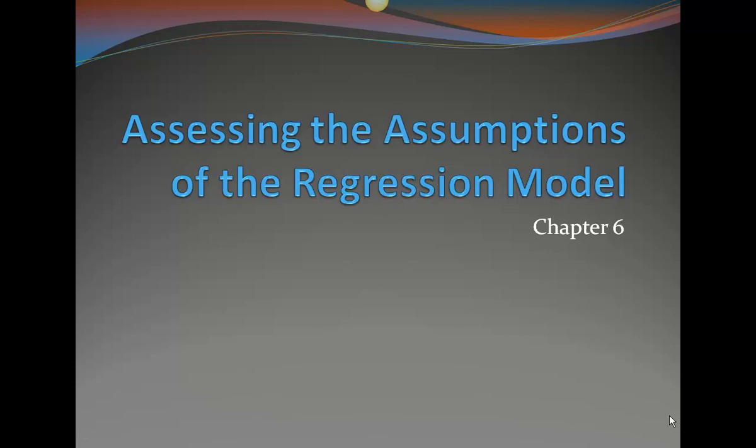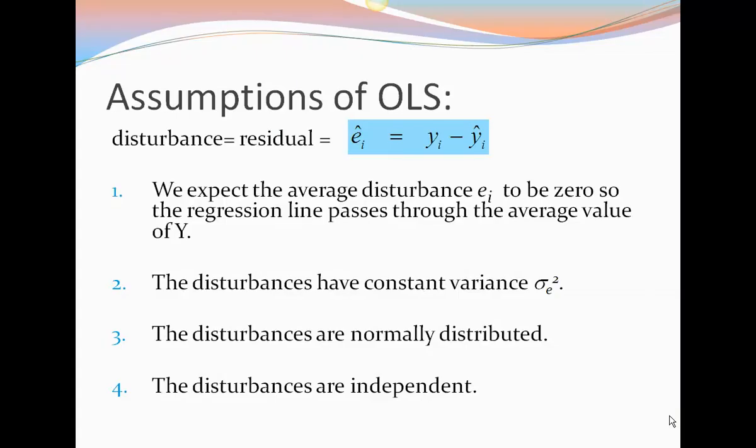Chapter 6 discusses assessing the assumptions of the regression model. There are 4 basic assumptions involved with ordinary least squares, which is the type of regression that we've been doing recently. They all revolve around this disturbance, this residual, this error term. So remember, the error term is the amount of a miss, the amount of screw-ups that you had.